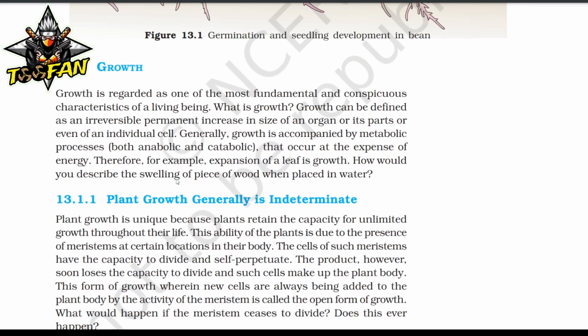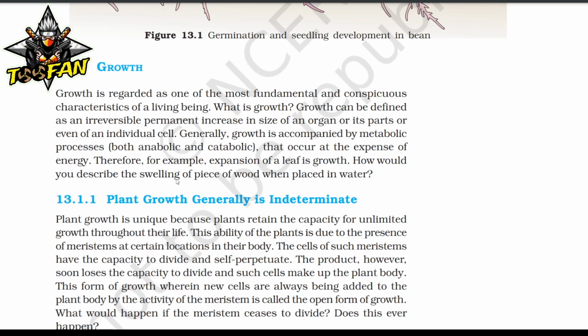Now growth. Growth is regarded as one of the most fundamental and conspicuous characteristics of a living being. What is growth? Growth can be defined as an irreversible permanent increase in size of an organ or its parts or even of an individual cell. Generally, growth is accompanied by metabolic processes, both anabolic and catabolic, that occur at the expense of energy. Therefore, for example, expansion of a leaf is growth. How would you describe the swelling of a piece of wood when placed in water?